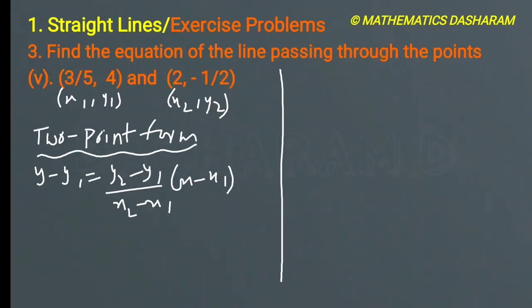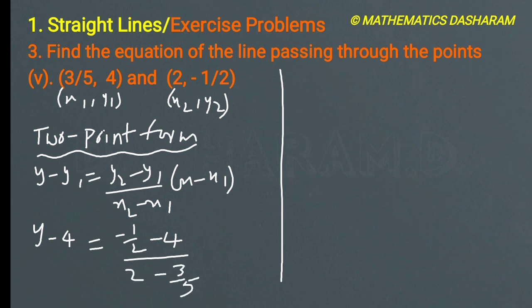3 by 5 comma 4 and 2 comma minus 1 by 2. So y minus y1 is 4, y2 minus 1 by 2 minus y1 is 4, divided by x2 2 minus x1 is 3 by 5. So bracket of x minus x1, that is 3 by 5.